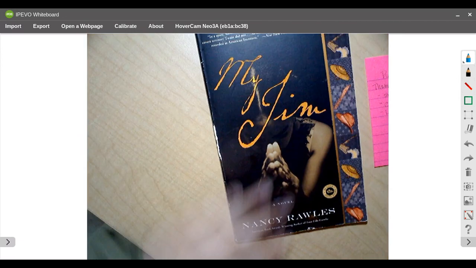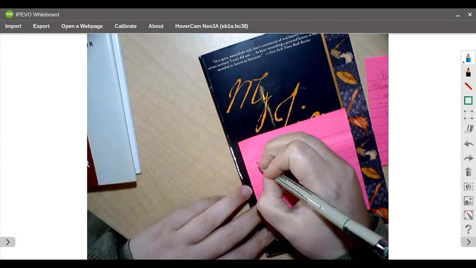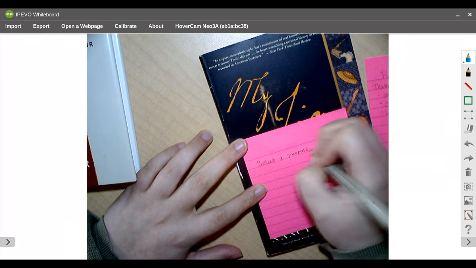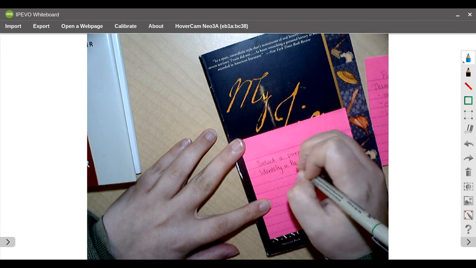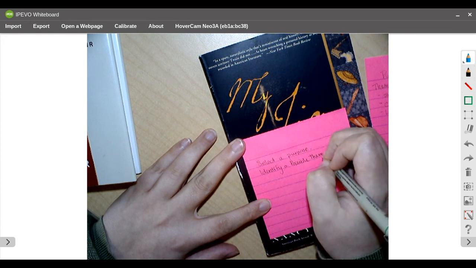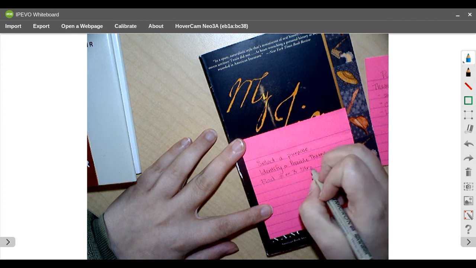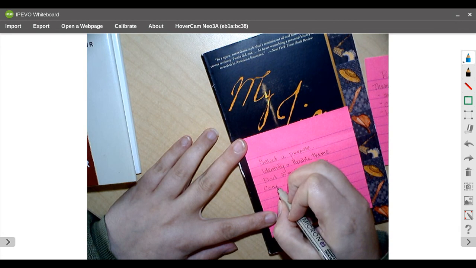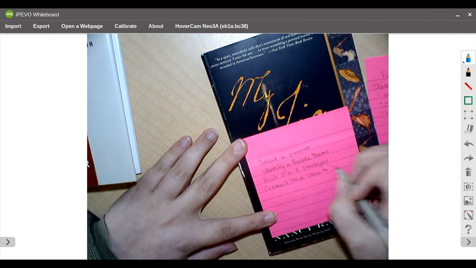So let's recap. When you're reading a work of fiction or narrative nonfiction, which is what this is, select a purpose, identify a possible theme, find two or three strategies that a writer is using, connect these ideas to theme.